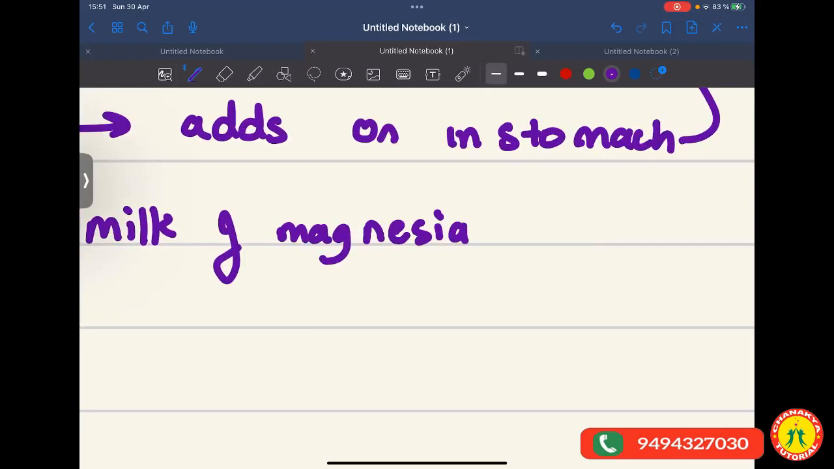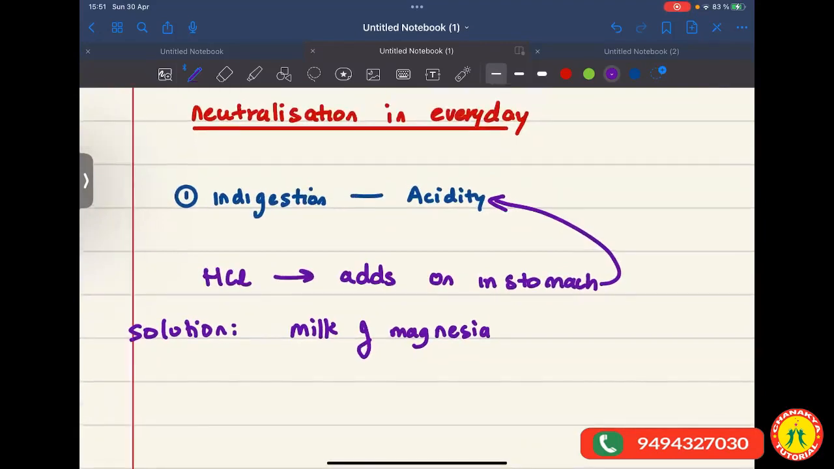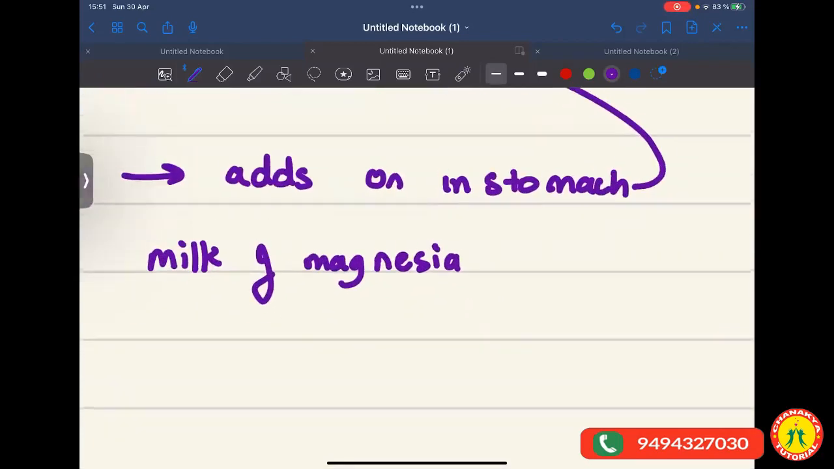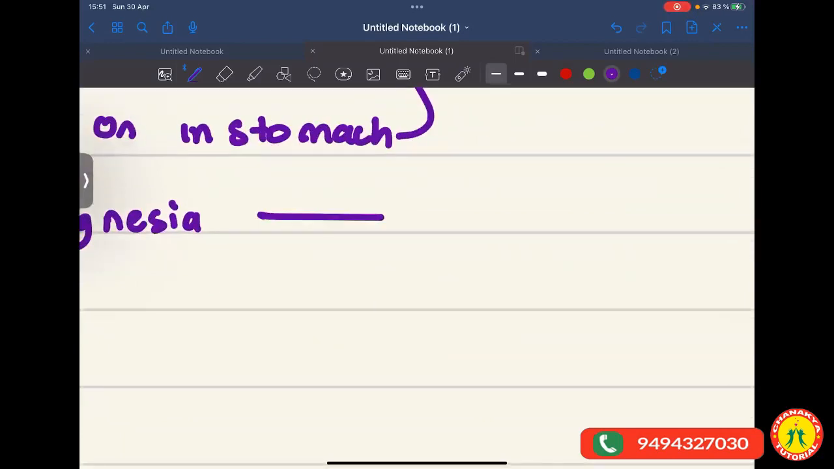So too much acid in your stomach will not allow your food to digest very quickly. So this will lead to indigestion. Sometimes indigestion is also painful. You get stomach ache and all. For relieving this, we take an antacid, which is called milk of magnesia. This contains magnesium hydroxide.